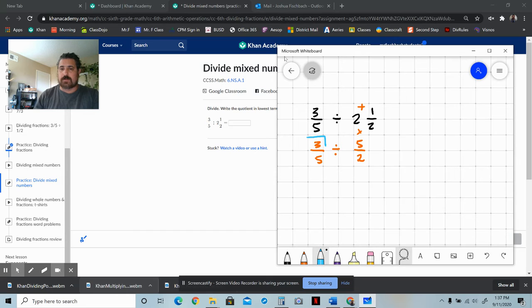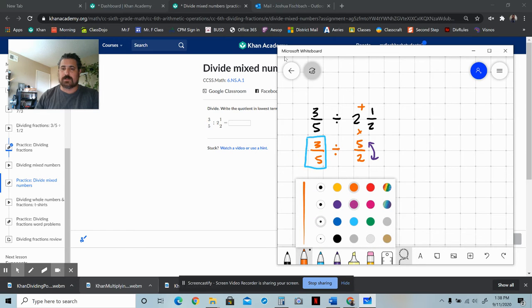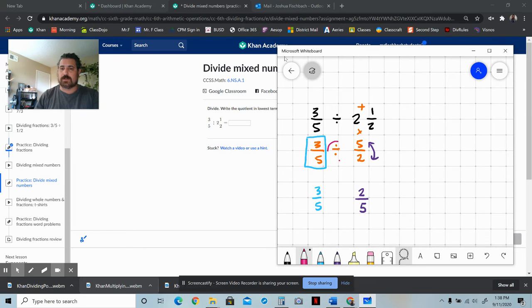So you're going to say keep the one on the left the same, that's 3/5. Change the one on the right, flip the one on the right to its reciprocal. So flip that one top to bottom. So dividing by 5/2 is the same as multiplying by 2/5. And then change the operation from division to multiplication. And so now we've got our new problem here.